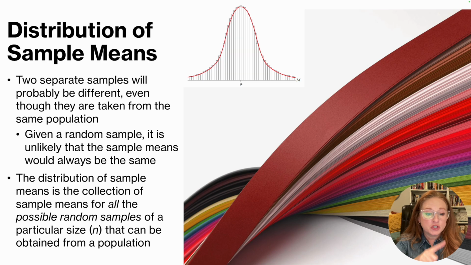Now, the distribution of sample means is the collection of the sample means for all the possible random samples, all the possible data points, all the possible groupings in that particular size, N, right? N being your sample size, that can be obtained from that population.